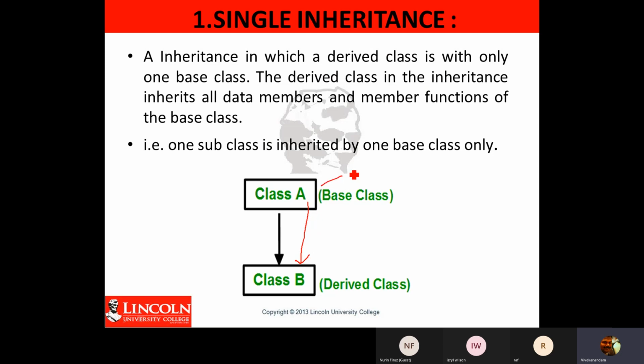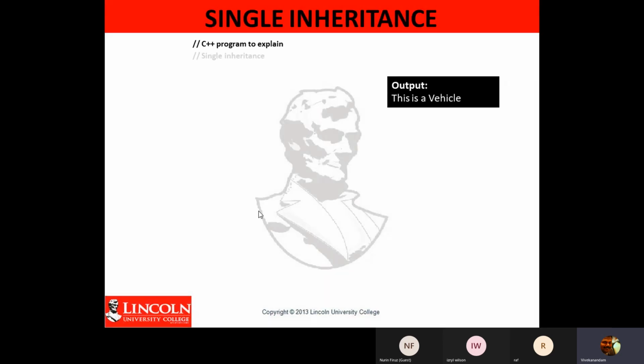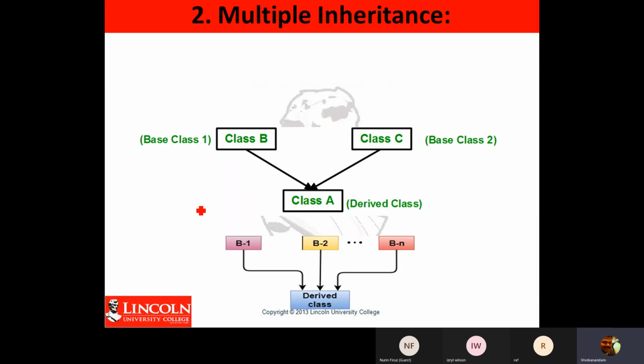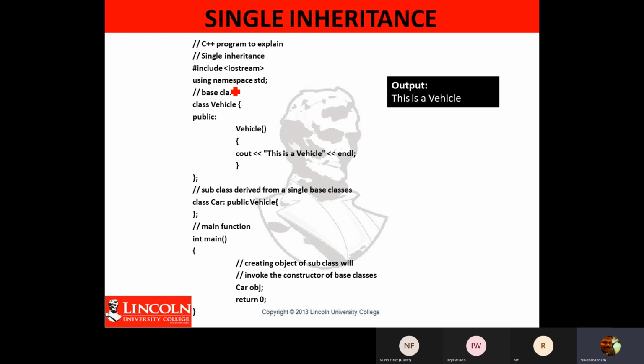Whatever all functions, all types of data members like variables, all functions, classes, everything is inherited from one base class to one derived class. This is what we call single inheritance: one base class, one derived class. Here is a single inheritance example program.